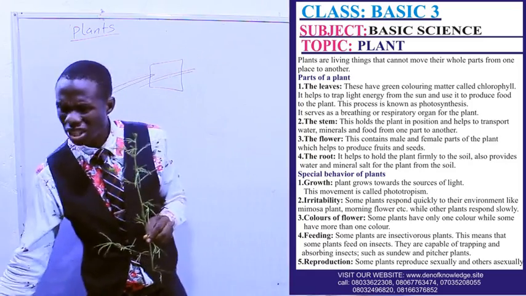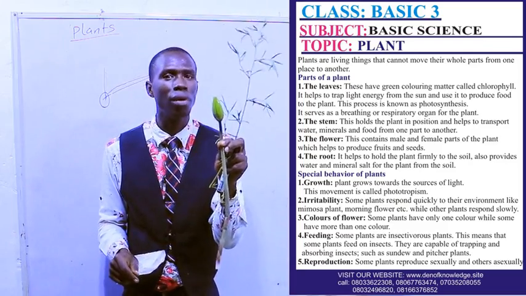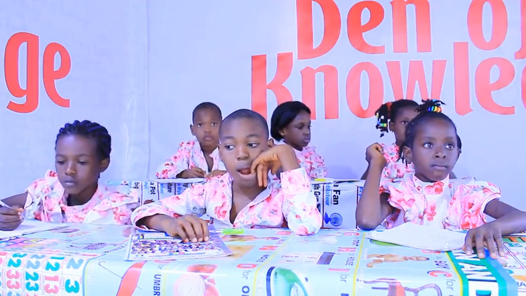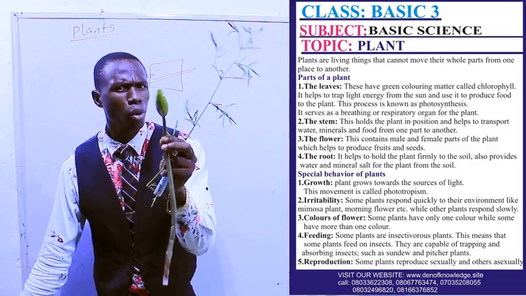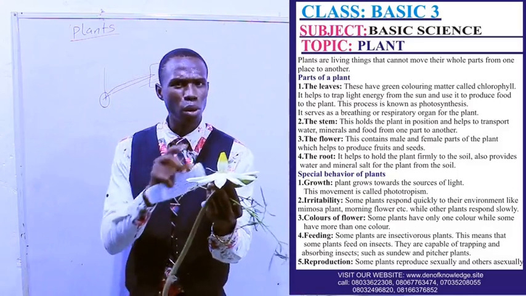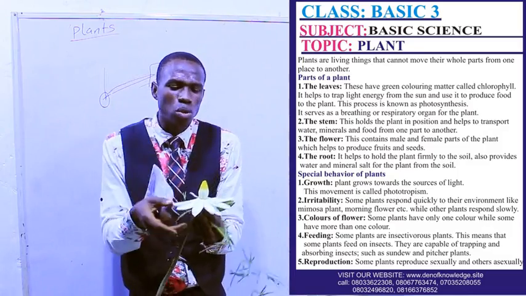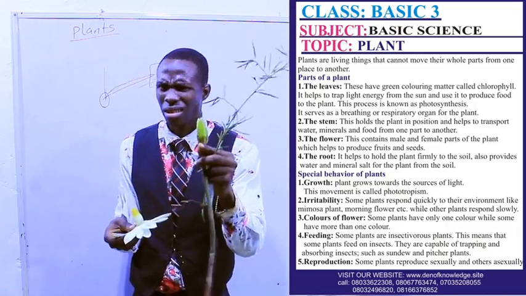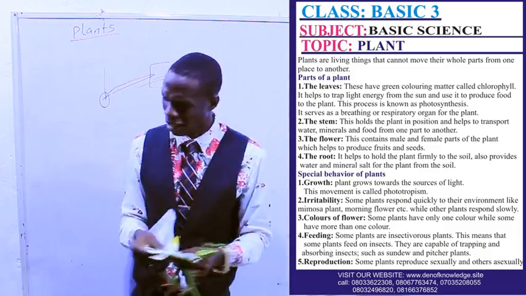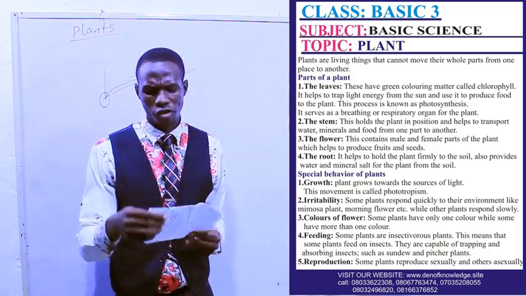Another one that is sensitive is this one, called morning glory. If there is sun, it will fold like this. But when there is no sun, it will open like this, and the glory will come out. In the morning you will see it. When it's noon, it will cover and be like this. That is the morning glory. That is the special behaviors of plants.